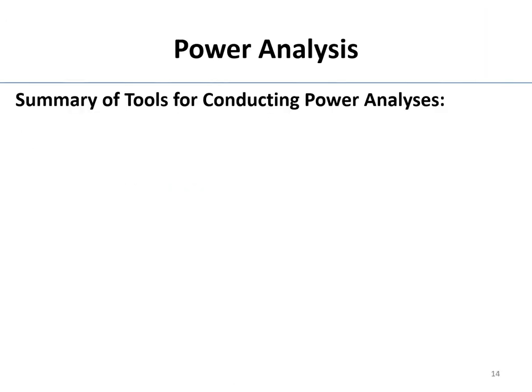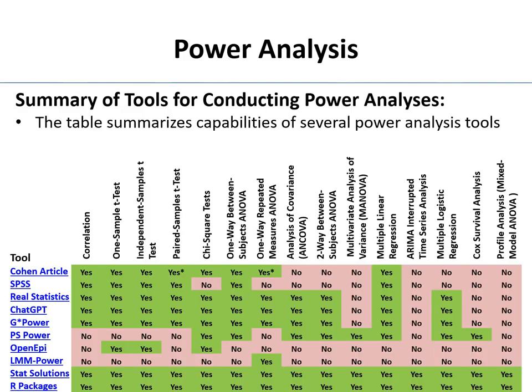So this slide presents a summary of the various tools that are available for conducting power analysis, including the ones that were on the prior slide and some others. So here's a big table. You can see the first couple: Cohen's article, SPSS, Real Statistics, ChatGPT we talked about, and then there are some others out there. Most of these are free. So G*Power, PS Power, LM Power, StatSolutions, and there are various R packages available.